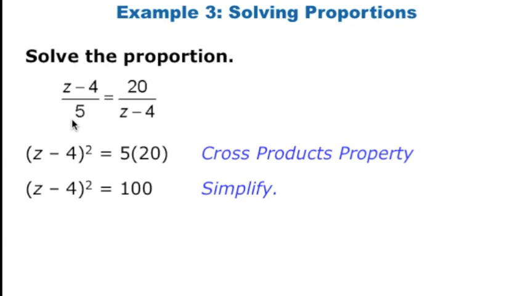Now, you may be thinking here, okay, I've got to do z minus 4 times z minus 4 and FOIL that out. And that would be fine, but that's going to make this problem a lot more complicated than it needs to be. There's a much easier way.